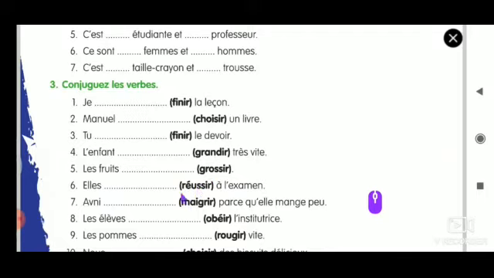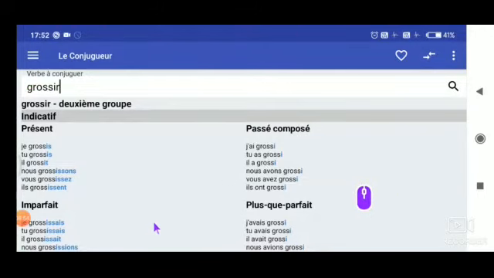Réussir. Elle réussit à l'examen. You want me to show this verb grossir? Okay, I'll show you. See, here is the grossir verb conjugation. Je grossis, tu grossis, il grossit, nous grossissons, vous grossissez, ils grossissent. What they have asked is third person plural. So here's the answer. This is just for your understanding. Anyway, I'll show you the solutions.